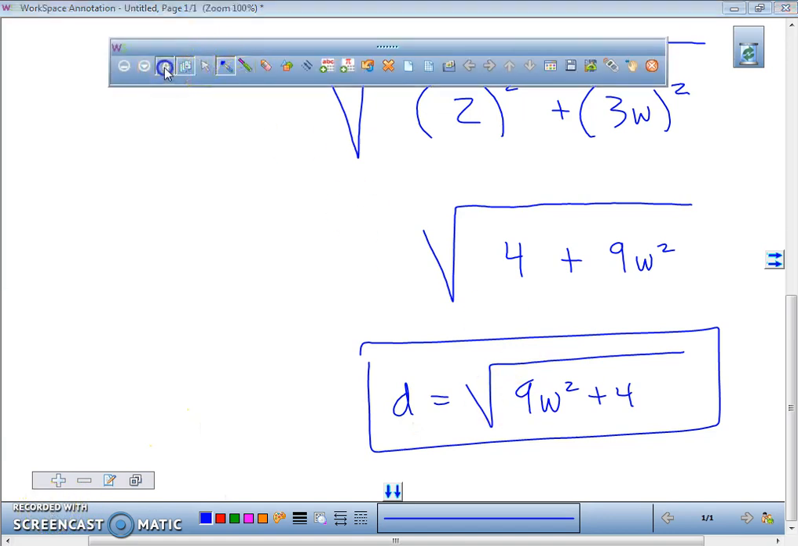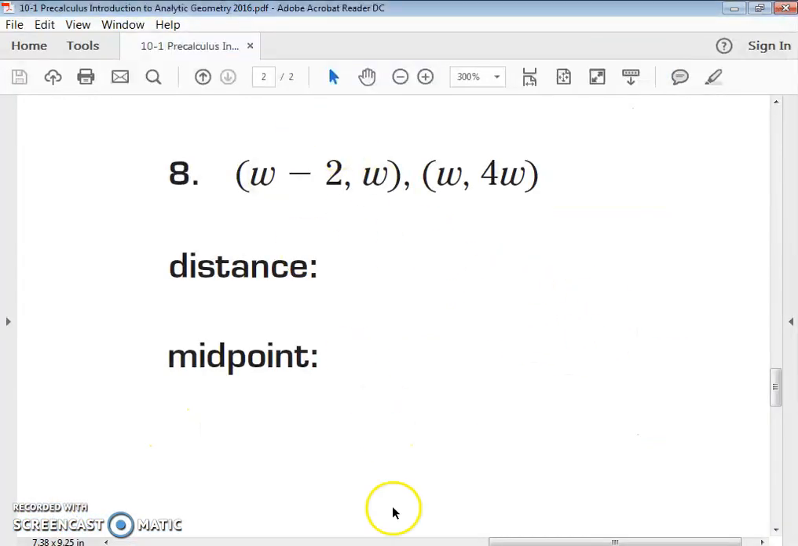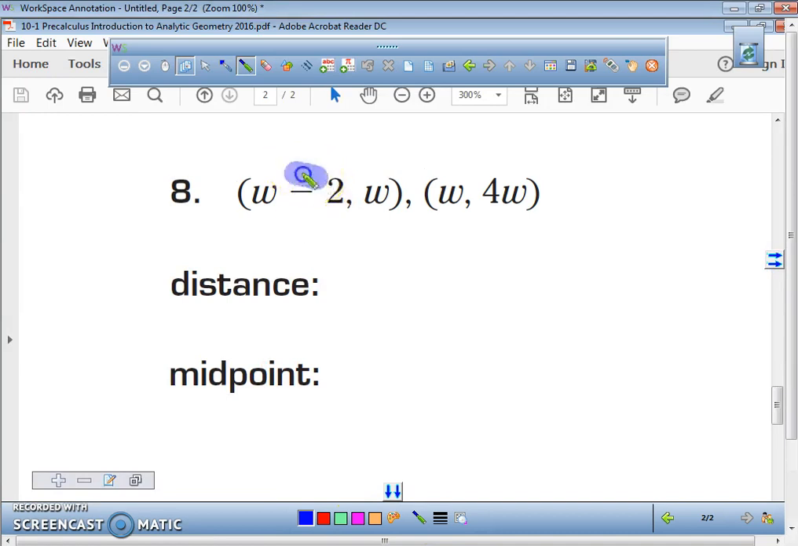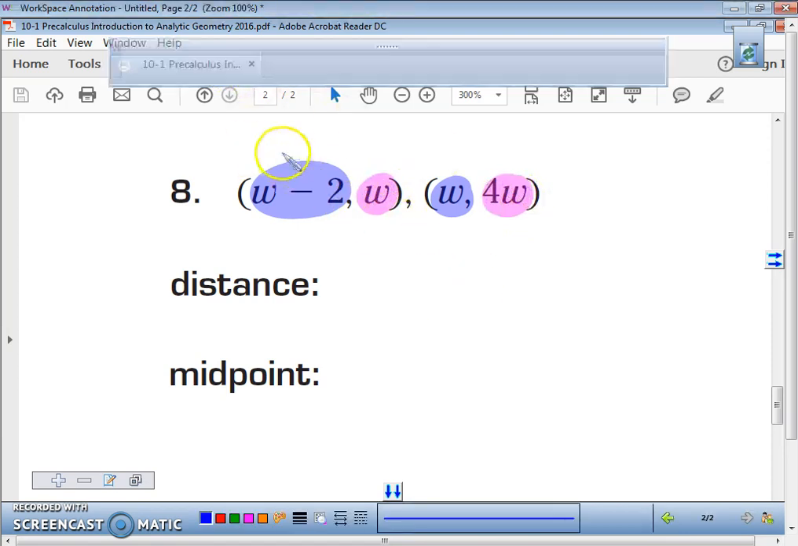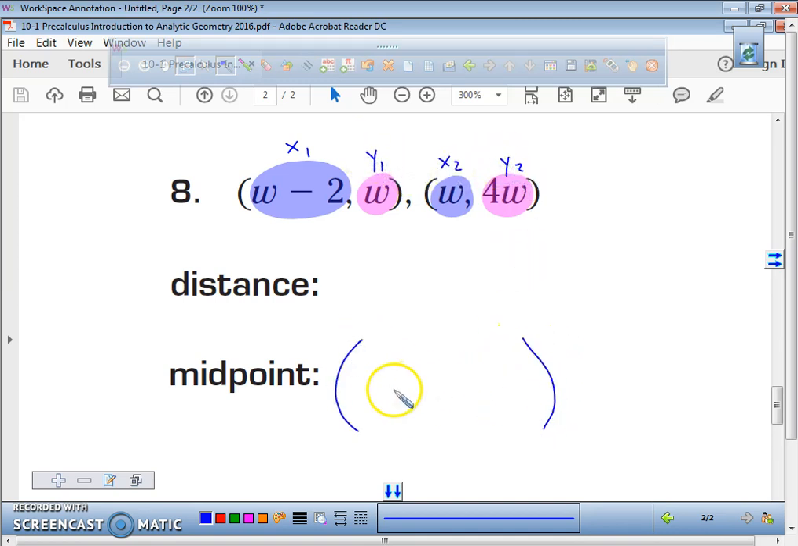Now that we found the distance, we're going to go back here and use the same numbers to find the midpoint. Just going to relabel them real quick. Put x1, x2, y1, y2. Now the midpoint is a heck of a lot easier than distance.